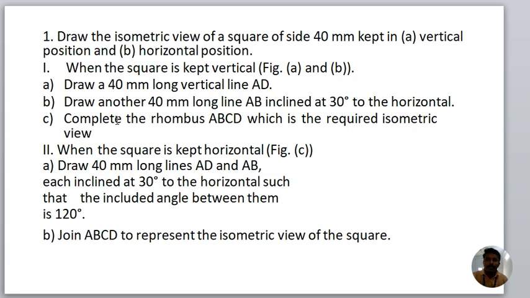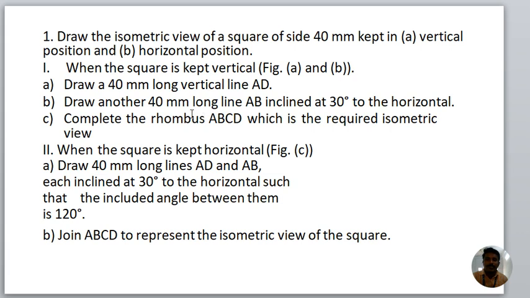For example, draw the isometric view of a square of side 40 mm, kept in the vertical and horizontal positions. Horizontal position means take a reference line and put 30 degrees on both sides. For the vertical position, take one point on the reference plane, with one side at 90 degrees and another side at 30 degrees. Taking a reference point with 30 degrees on both sides of the plane is called the horizontal position.